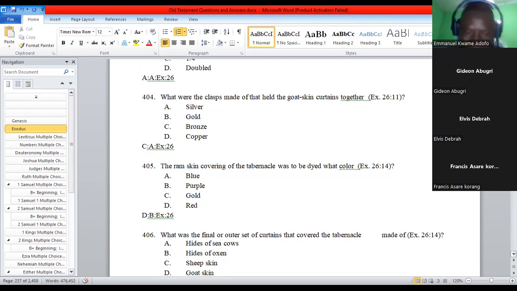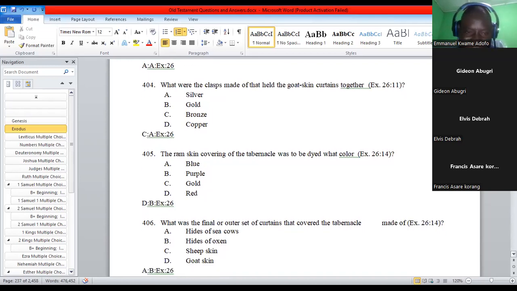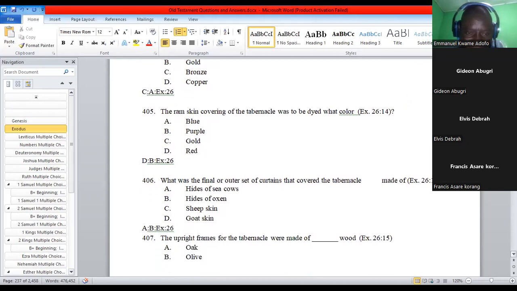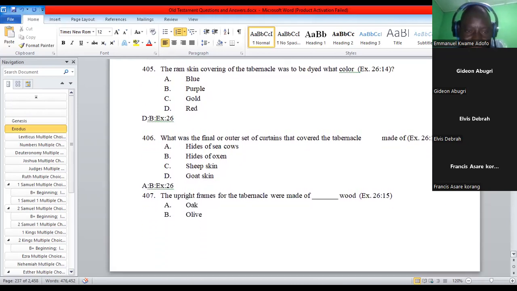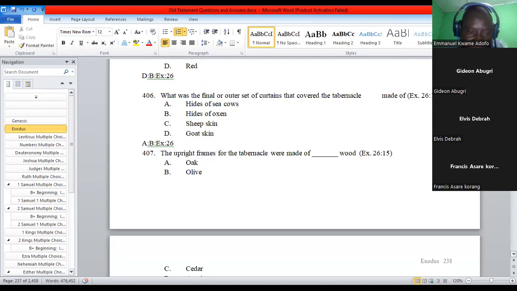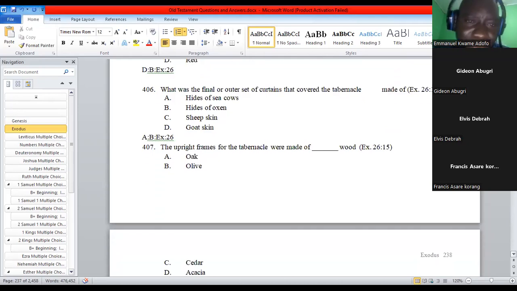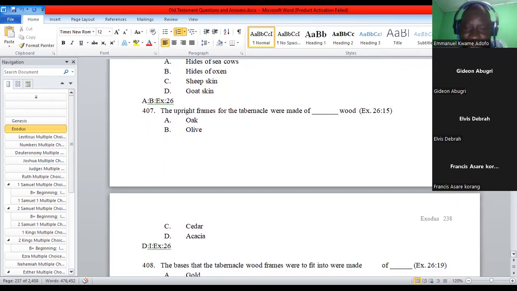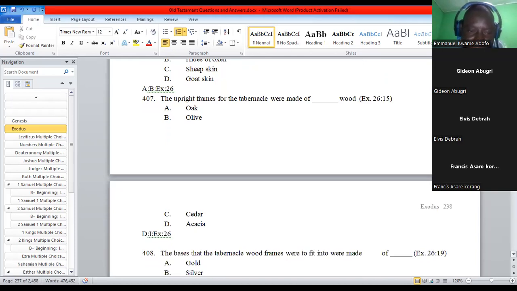I can see cows. Okay, so we have met it earlier. The sea cows. And we say it's called a dolphin. The upright frames for the tabernacle were made of what wood? Verse 15. Acacia. Okay. As I said, when it comes to this, acacia seems to be raining.